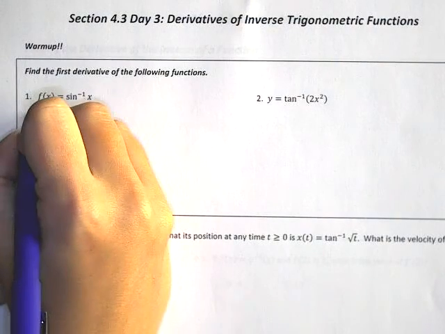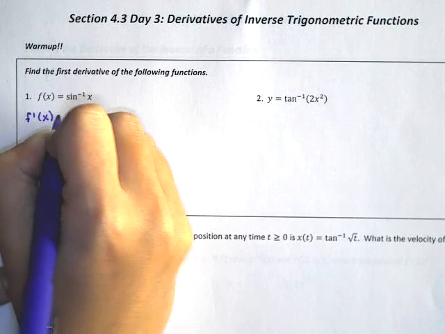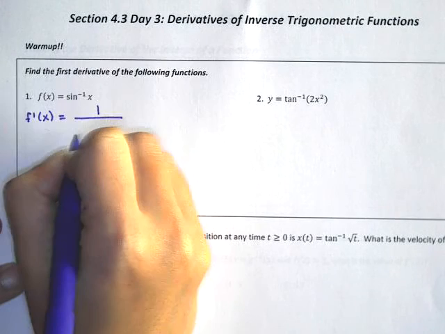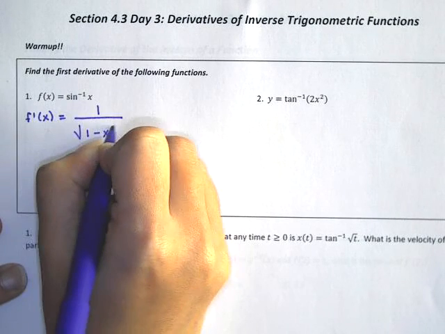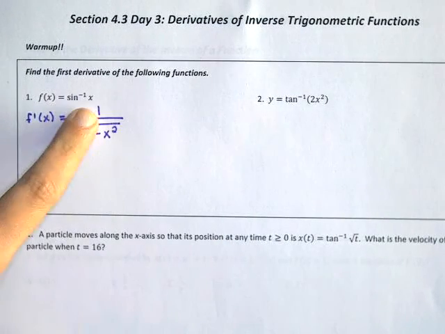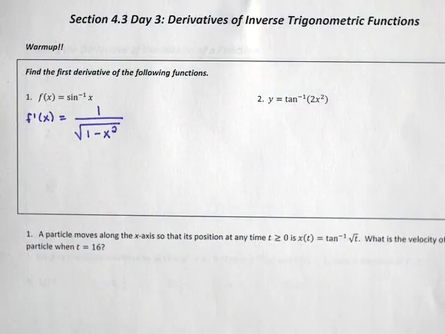The first derivative here, I'm just going to use the basic rule, is 1 over the square root of 1 minus x squared. Now, since it's just an x here, there's no 2x, there's no 3x, there's no x to the negative third power, the derivative would just be 1, so I'm going to stop there and I'm done.